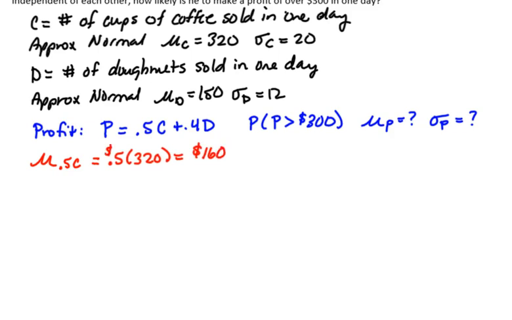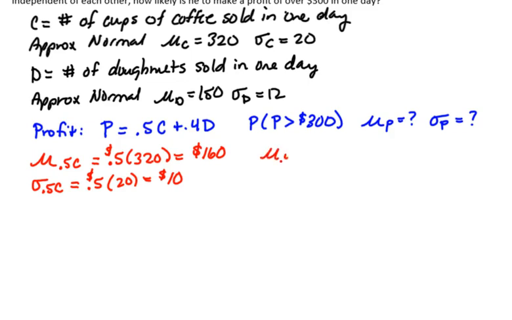So $160, if he sells 320 cups at 50 cents and makes 50-cent profits on each cup, that makes perfect sense. Now the standard deviation of 0.5 C, if you multiply a random variable by a constant, it also changes the standard deviation. Addition doesn't change standard deviation, but multiplication does. So this is also $0.5 times the standard deviation of 20 cups, which means we have a standard deviation of profit of $10 on the coffee. Now let's look at the donuts.